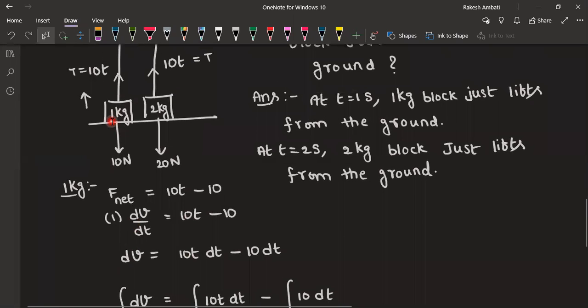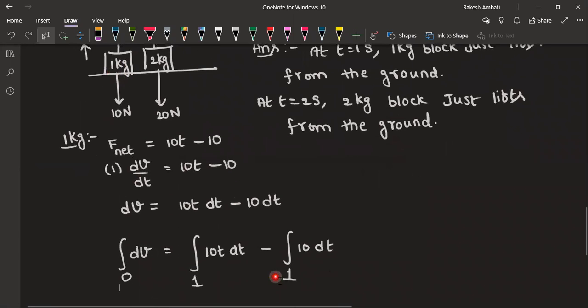The 1 kg block is ready to lift up, but not lifted. At t equal to 1 second, the 1 kg block is ready to lift, but not lifted. So at t equal to 1 second, the velocity of the 1 kg block is 0.